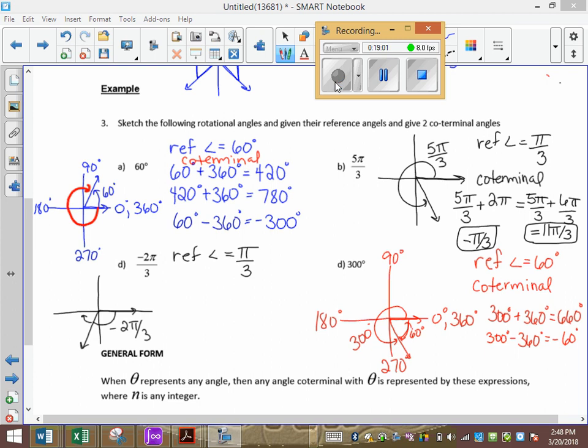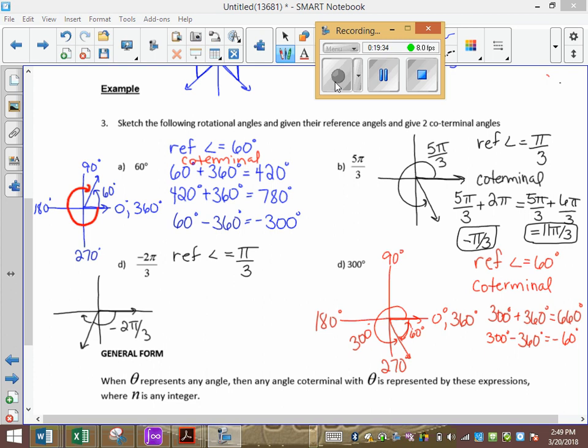It's not negative. Your reference angle is always positive because it is the distance from your terminal arm to the x-axis, and therefore distances have to be positive. It's not a displacement. Okay? So your reference angle is positive pi over 3. And then your coterminals, you could go 120 plus 360, which is 480. No, it's negative 120 plus 360. So it's 240. Or negative 120 minus 360, which is negative 480. But then you'd have to convert them to radians, right?